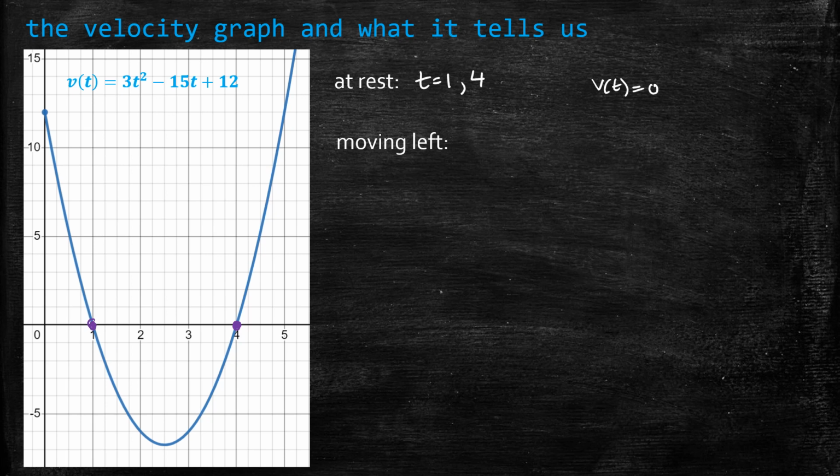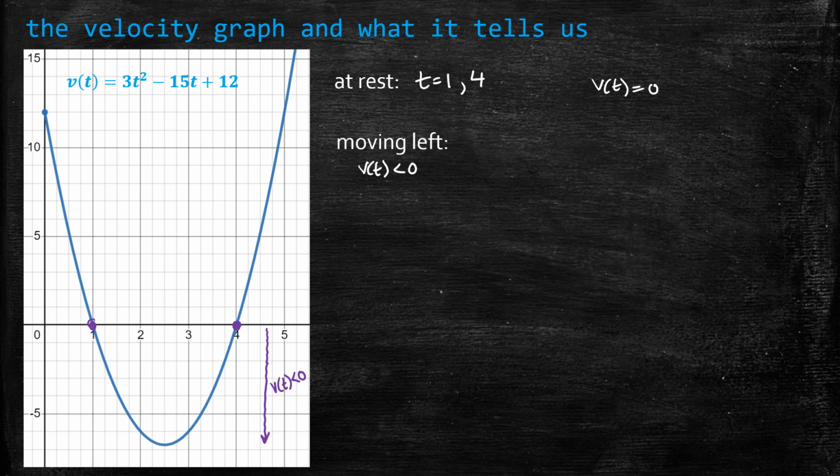What about when is the particle moving to the left? Well, it's moving to the left, we know, when v of t is less than 0. And here you have to just sort of think about the graph overall. When is the velocity function less than 0? It's basically less than 0 when it's below the x-axis.